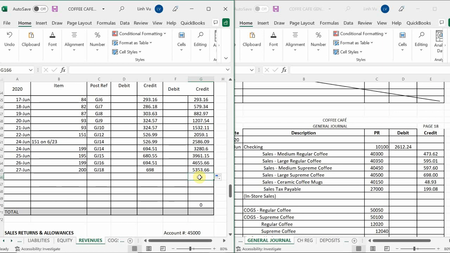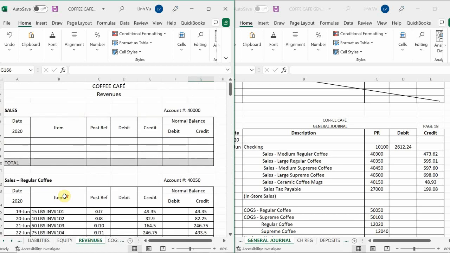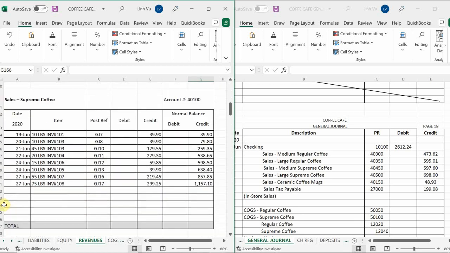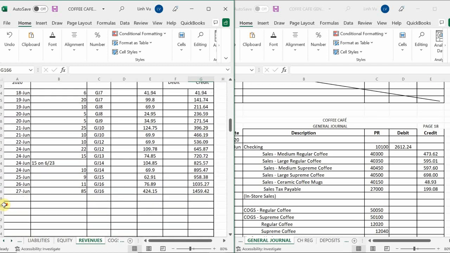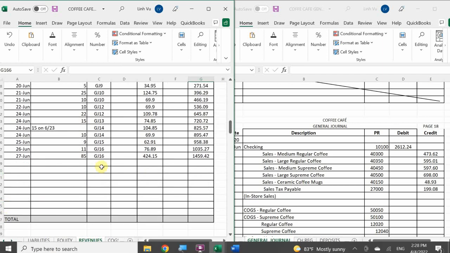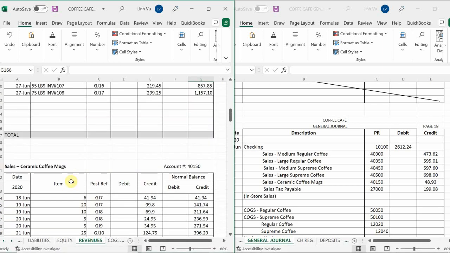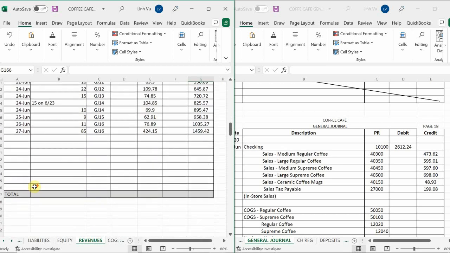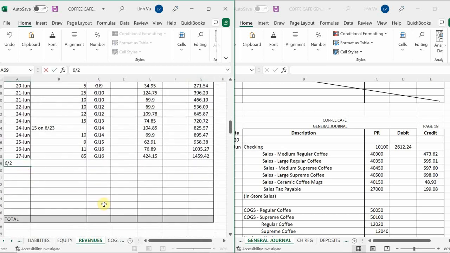Okay. For $698. Okay. How many coffee mugs did I sell? We sold 7. Let me make sure that's the correct one. Ceramic coffee mugs. We sold 7, for a grand total of $48.93. So what's my grand total here?